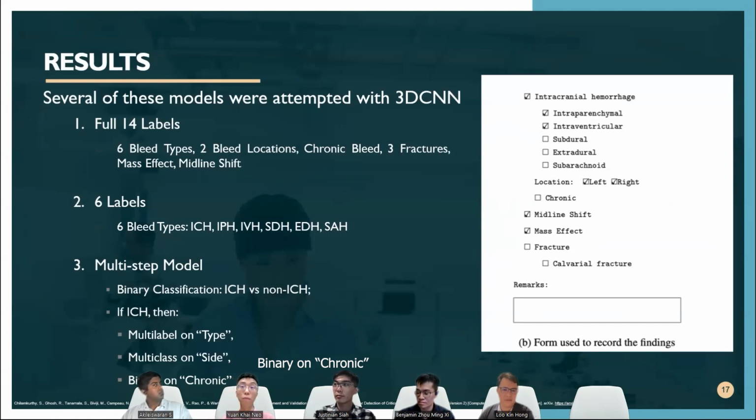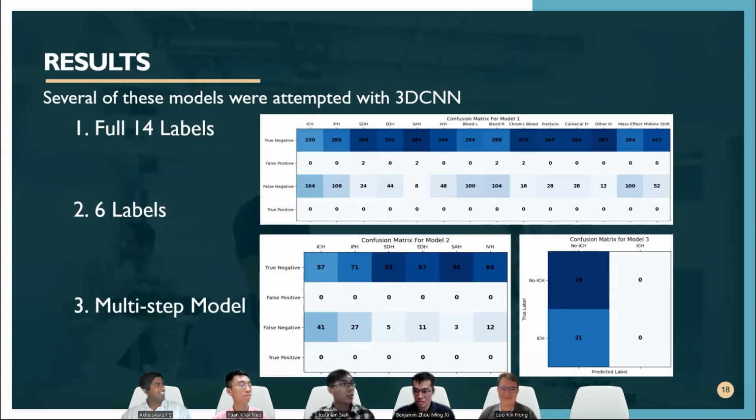Therefore, we opted to use a multi-step model, which is to first predict the presence of a bleed, whether ICH positive or negative, and subsequently the type of bleed and which side of the bleed is present in the brain CT scan. From a healthcare perspective, the multi-step model would definitely seem intuitive to help and aid hospitals in diagnosis. So while that is true, unfortunately, all 3 models seem to continuously predict the same labels for all the predictions, as shown in the confusion matrix for the 3 models.